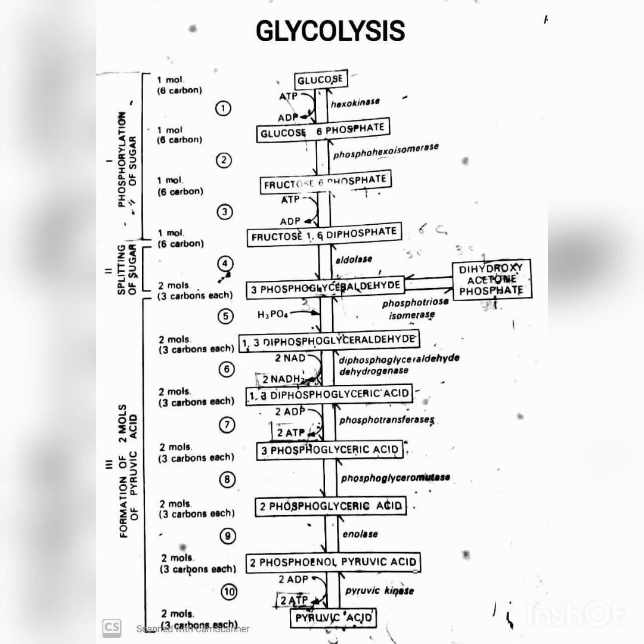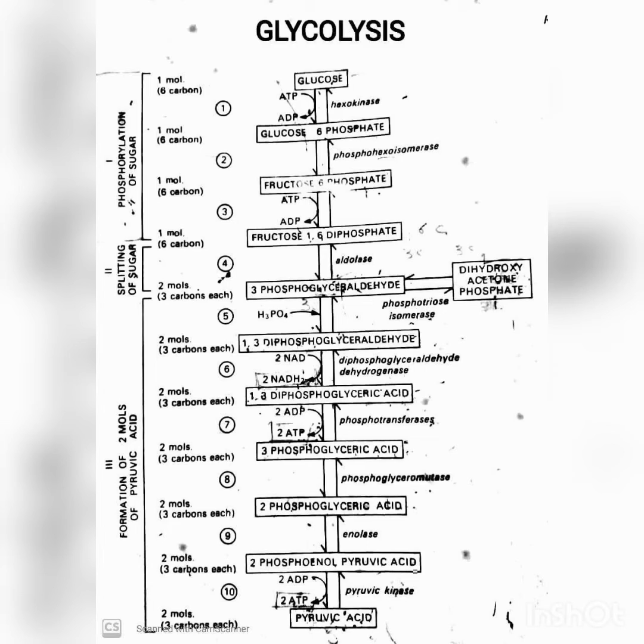Glycolysis can be divided into three stages. The first stage is phosphorylation of hexose sugar. Number 2 is splitting or cleavage of fructose 1,6-diphosphate, and number 3 is formation of pyruvic acid. Altogether 10 steps are there.